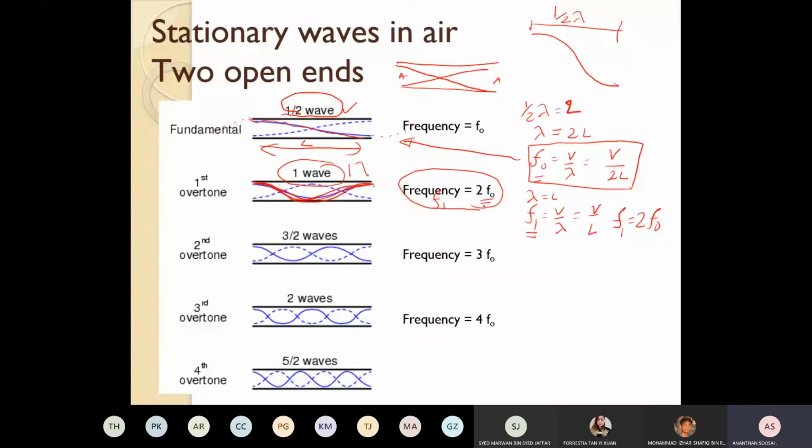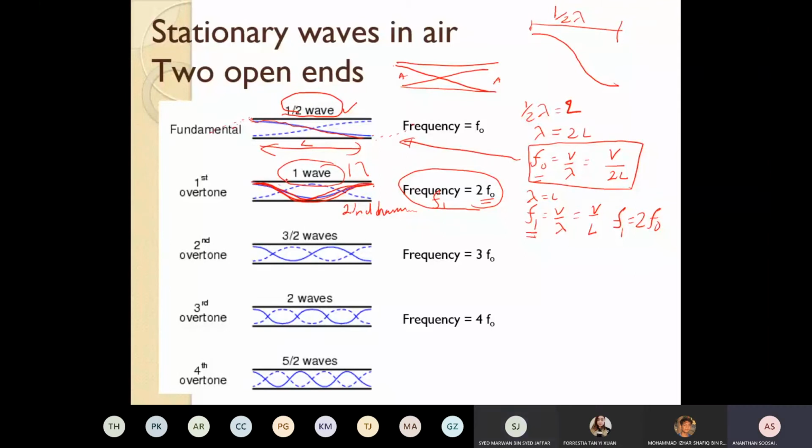It's 2F0. So we call it, what harmonic is this? This is the second harmonic. Second harmonic, 2 times the frequency greater than the fundamental. Okay, so the third one continues.